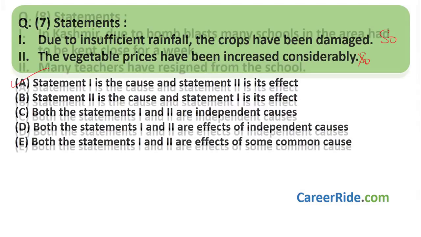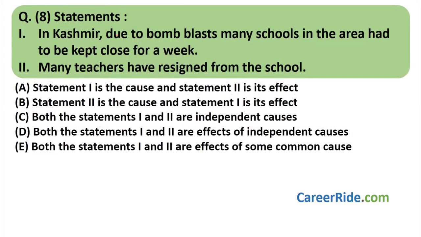Moving to the next question. Statements: in Kashmir, due to bomb blasts, many schools in the area had to be kept closed for a week, so many teachers have resigned from the school. Now this does not make sense, that due to bomb blasts schools were closed and so the teachers resigned, but still let's check the other way around. Many teachers have resigned from school, so in Kashmir due to bomb blast many schools. Again, this does not make any sense. So option A and B are not there.